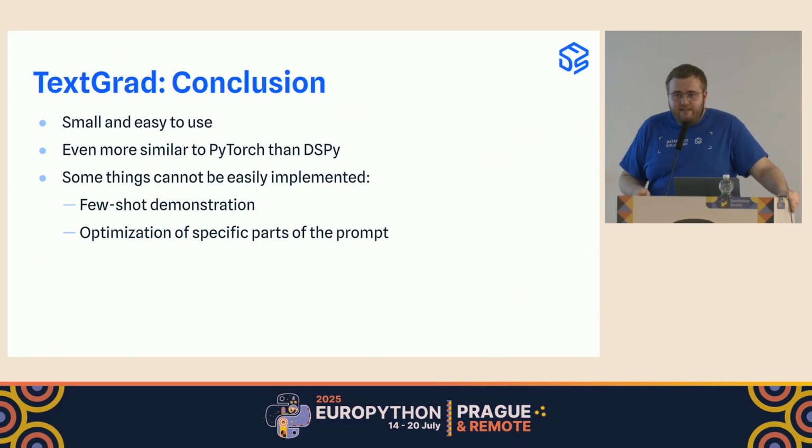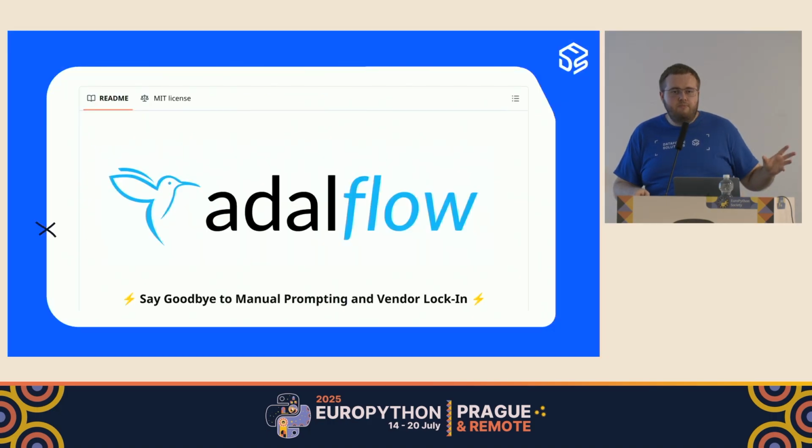And basically, this is more or less everything that needs to be known to work with TextGrad. It's very simple and intuitive, but some things cannot be easily implemented out of the box. For example, what if you wanted to optimize only a specific part of the prompt while hard-coding the other one, or provide some few-shot demonstrations as in DSPy? Which brings us to the last framework for today, called AdalFlow.